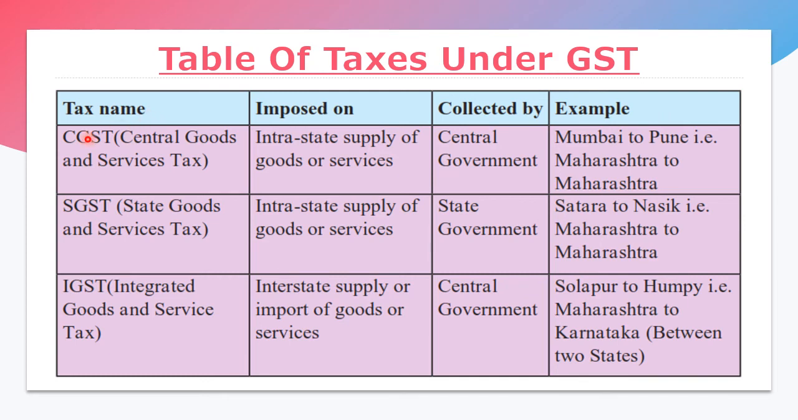Okay, so tax name, CGST. What is the full form of CGST? CGST means Central Goods and Services Tax. This is imposed on intra-state supply of goods or services. Intra means within the state. State के अंदर ही goods और services जो supply करते हैं, that is CGST. Okay, ये सिर्फ intra-state के लिए चलेगा, CGST. This is collected by the central government. ये central है, इसलिए ये tax कौन लेता है? Central government. Example, we can say Mumbai to Pune, that is Maharashtra to Maharashtra.